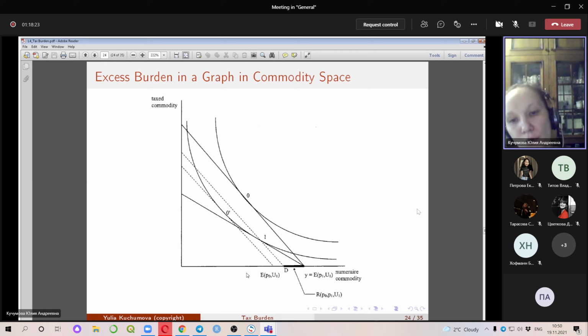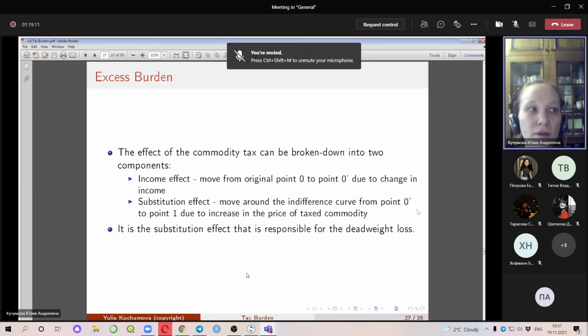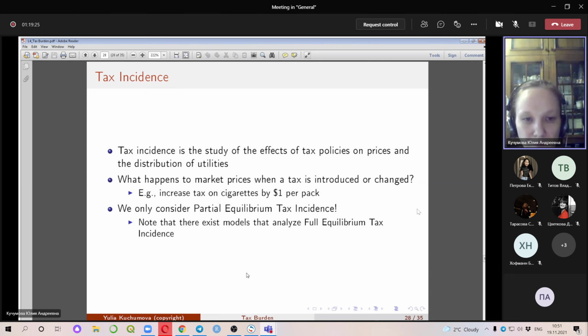Therefore we can break down the change from our initial point to our final point, from point 0 to point 1, into income and substitution effects, right? And what is critical is that it is the substitution effect that causes the distortions, not the income effect. It is because of this rotation along the budget line, the substitution effect, that we have distortions in the system. Okay, so you will work with income and substitution effects in your homework, and you can use the knowledge that you learned during your microeconomics course and rely on the compensating variation kind of graph to calculate it. Okay.